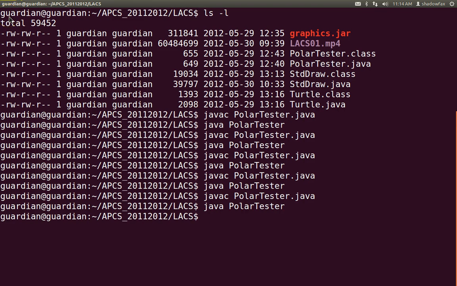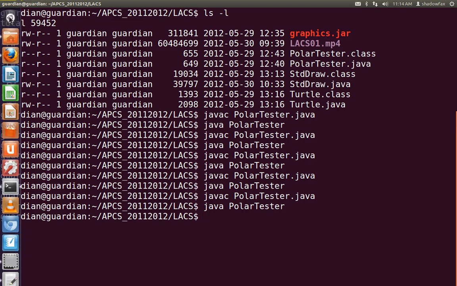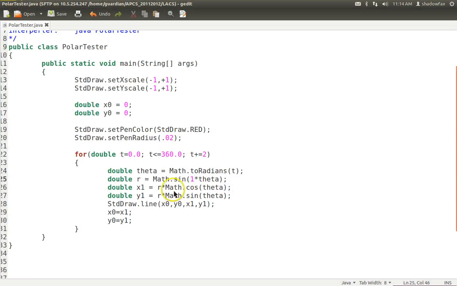Why am I graphing r times cosine and r times sine? What is that about? Do you know how to convert from polar notation to Cartesian and back? No, that had nothing to do with that. That's something else, right? All right, let's talk about that.